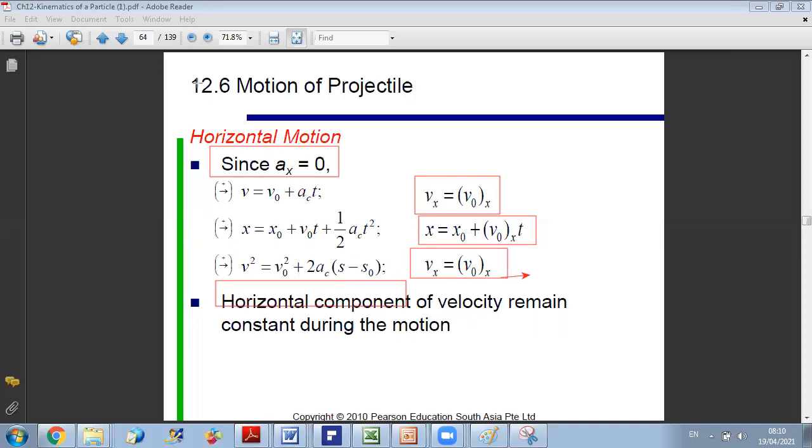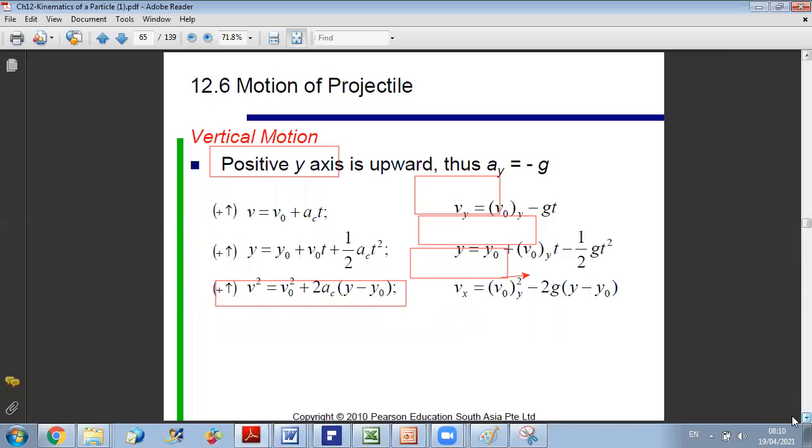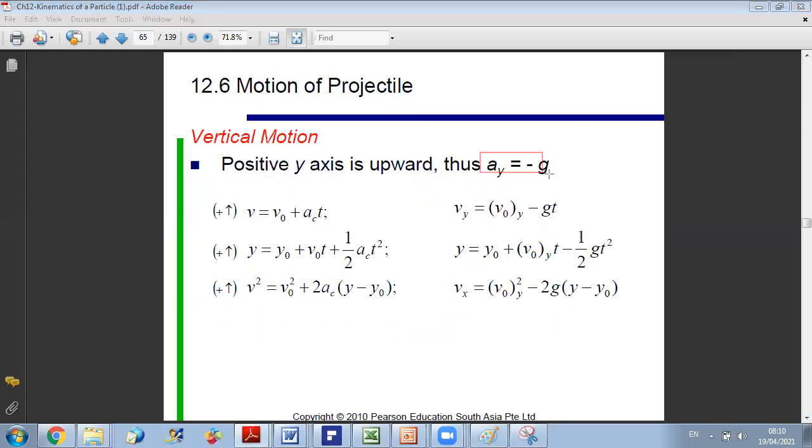So this is for the horizontal motion in projectile motion. Now concerning vertical motion, all I have to do to derive relations is to replace a by minus g in the formulas of constant acceleration. So I get that vy is v0y minus gt, and y is y0 plus v0y t minus half g t squared. Now concerning the relation independent of time, here we just have a small typing error. So this is vy squared. So vy squared is equal to v0y squared minus 2g delta y. Okay.